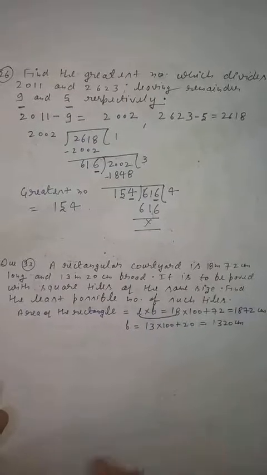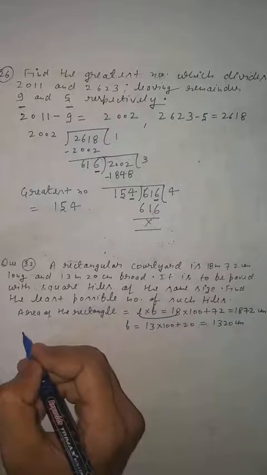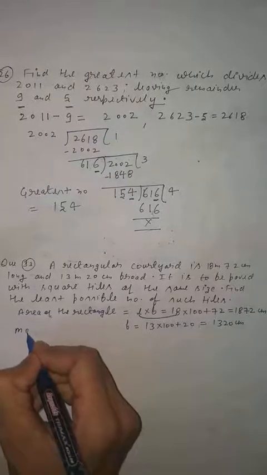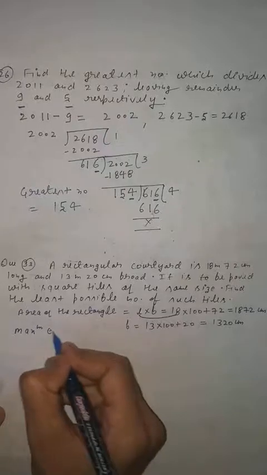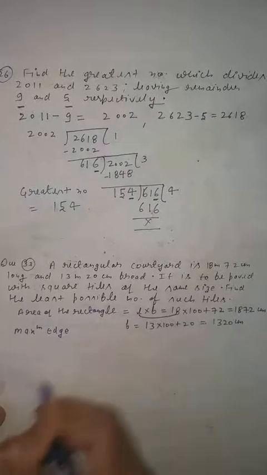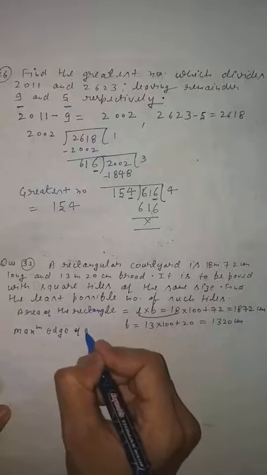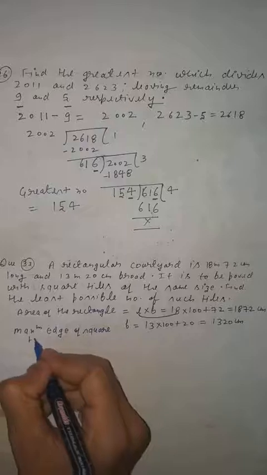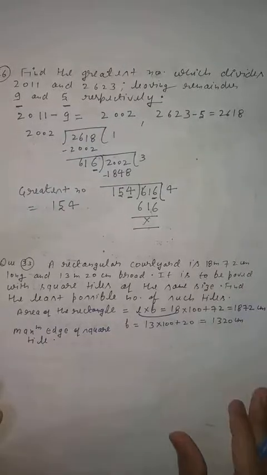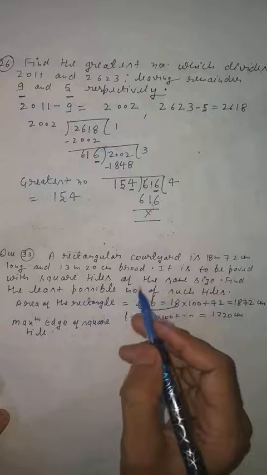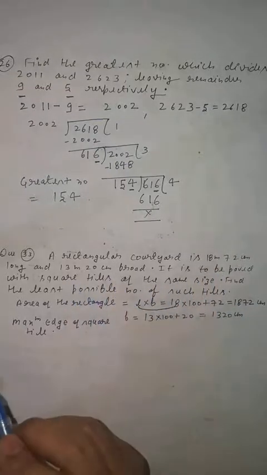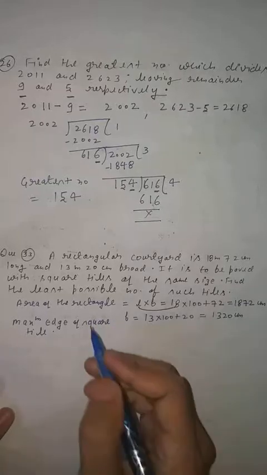Clear, students? Now after this what you have to find out? The maximum edge of the square tile. Edge means you can understand side. Maximum edge of square tile. Clear, students? So how you can find out this? You can find out with the help of the rectangular courtyard, the length of the courtyard and breadth of the courtyard.